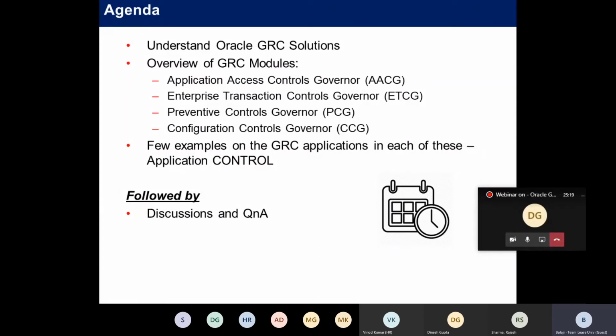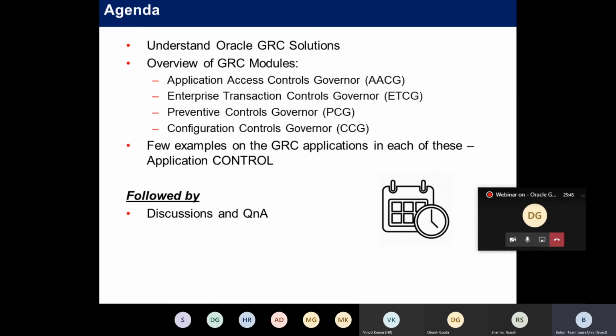Basically, Oracle has an offering for GRC in two parts. One is the GRC Manager, and the other part is the GRC Controls, which is called continuous controls or advanced controls. The advanced controls basically have four parts in them. Application access control, we call this AACG. Similar applications in SAP and IBM also have very similar divisions. All over, it's called access controls.